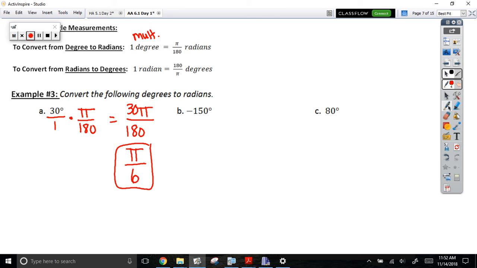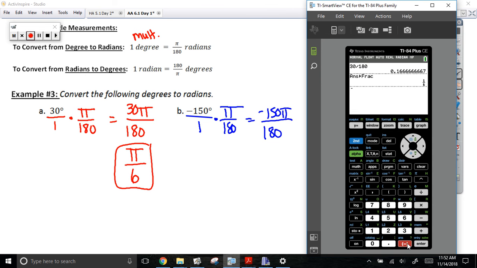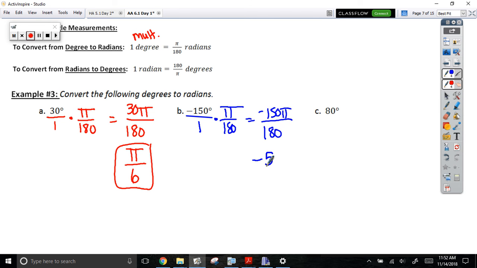So the next one, negative 150 over 1 times pi over 180. Again, you can use your calculator to assist you in reducing. So negative 150 divided by 180. There's our math fraction button. So we'll get negative 5/6. So it'll be negative 5 pi over 6. It does not matter if you put the negative in the top, out front, or in the bottom. Just need a negative somewhere.